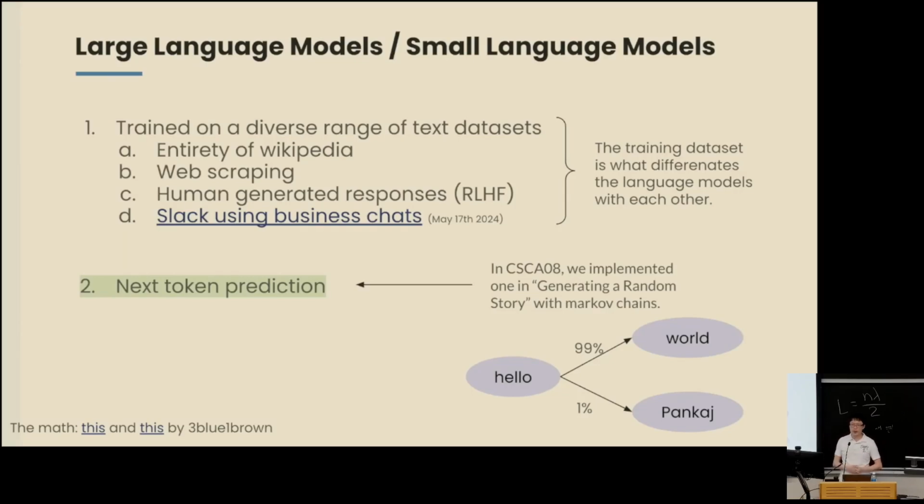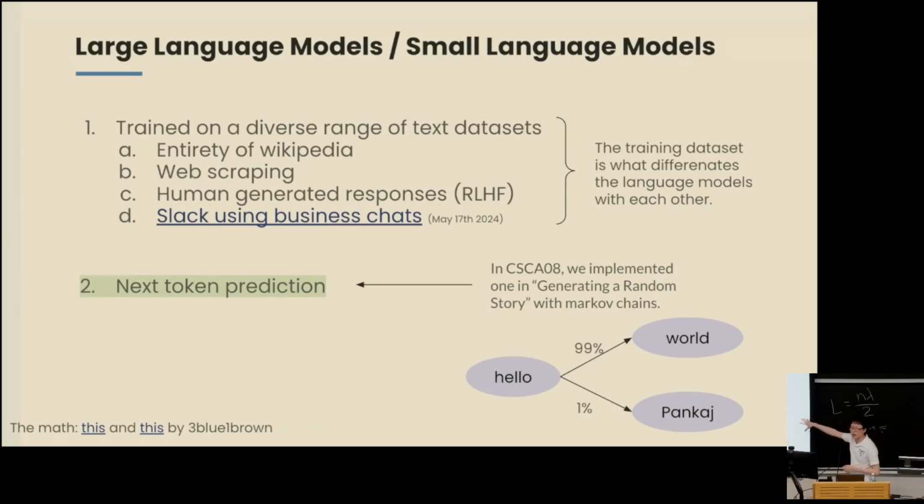But we've actually done next token prediction before. I don't know who recalls, in AO8 we did this thing, generating a random story. I took AO8 in 2016, and it's how I really got into loving text generation. But okay, doesn't matter.